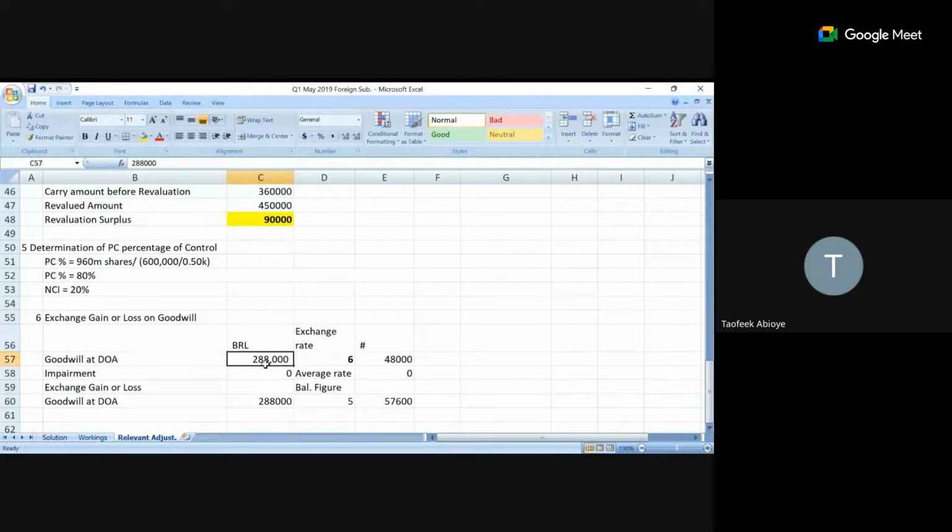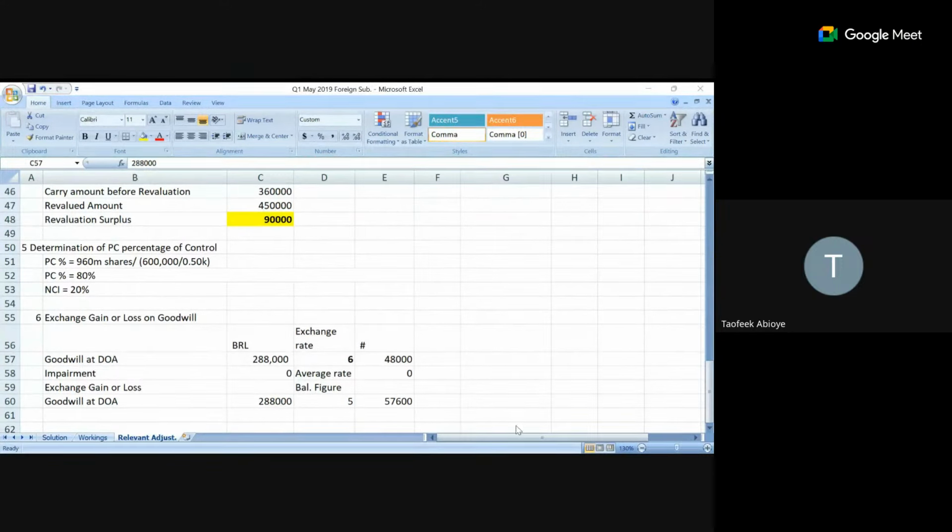The goodwill, people are giving me reaction. At least I know this exchange gain on goodwill will be wahala. But let's calm down. It is not that hard. Please, let's calm down. Where did we start from? We start from goodwill at DOA, which is 48,000 in Naira. They gave us the exchange rate at DOA. Why? Because goodwill is at DOA.